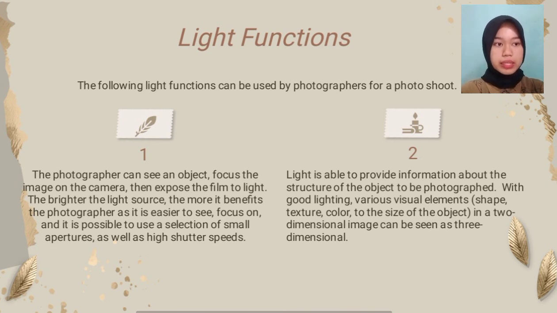Number 2, light is able to provide information about the structure of the object to be photographed. With good lighting, various visual elements like shape, texture, color to the size of the object in a two-dimensional image can be seen as three-dimensional.